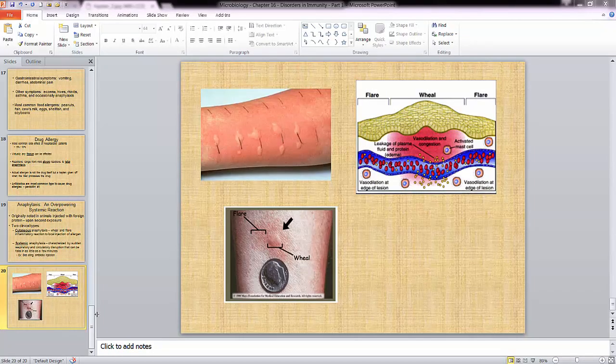Okay, so that's the end of chapter 16, part 1. In part 2, we'll go on and take a look at the type 2, the type 3, and the type 4 hypersensitivities.